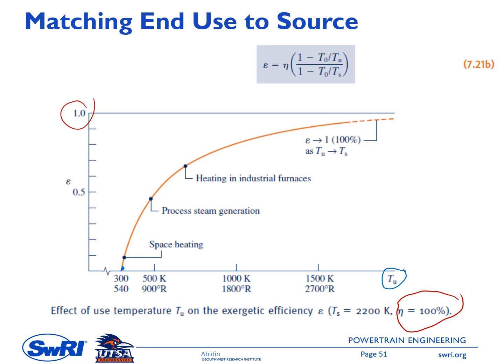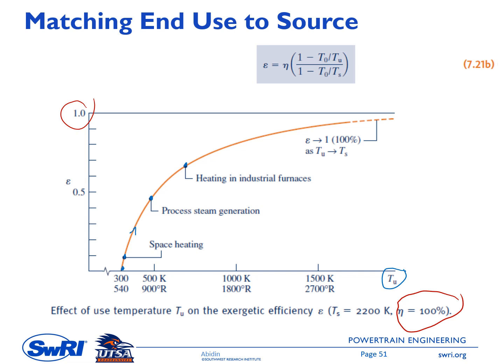So now if we increase Tu, let's say we're looking at the application of space heating. It's cold here, so the space heating temperature is maybe a couple of tens of degrees higher than 300. So you have this point, with an epsilon value of around 0.10 or 10%. Then if you increase Tu, here we're looking at a different application, for example process steam generation, usually around 500 Kelvin. Now your exergetic efficiency is close to 50%. And then heating in industrial furnaces usually operates at a higher temperature, let's say about 700 Kelvin. Then your exergetic efficiency will be around 70%.